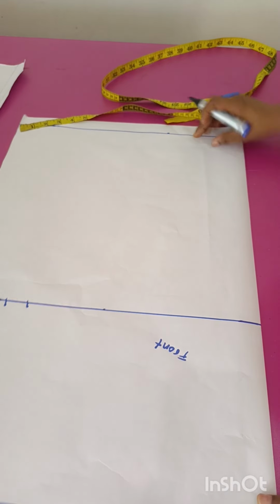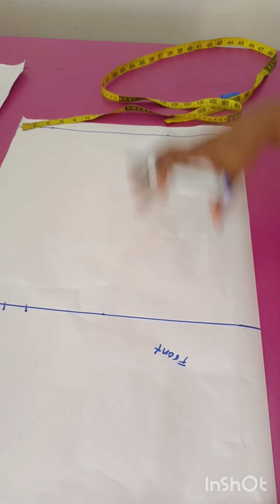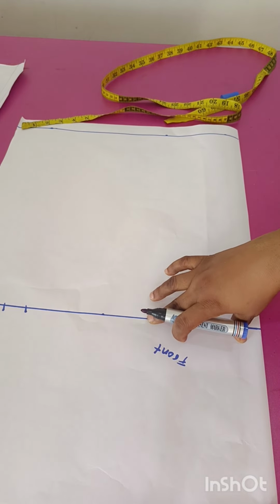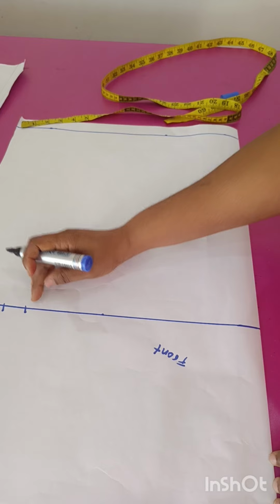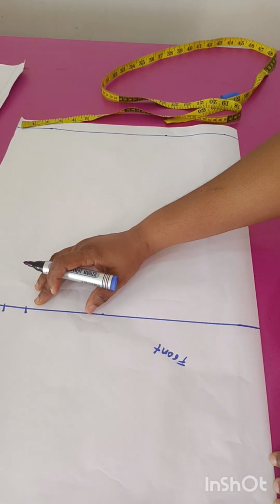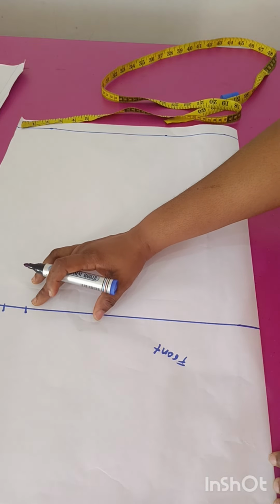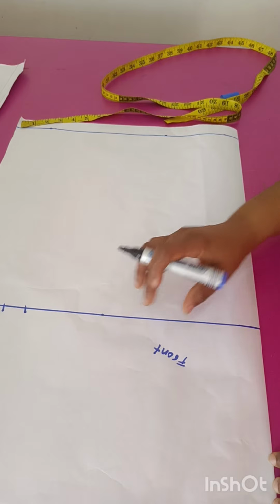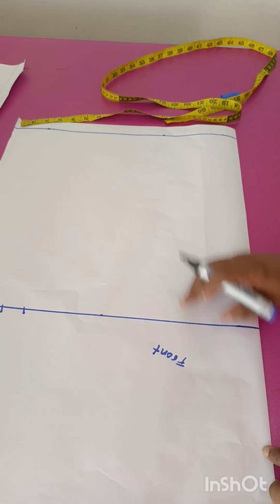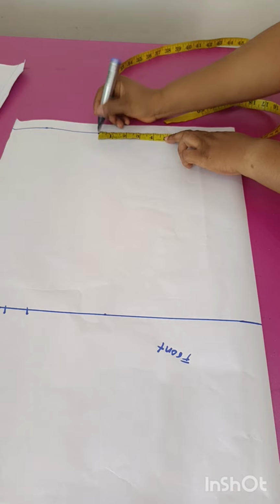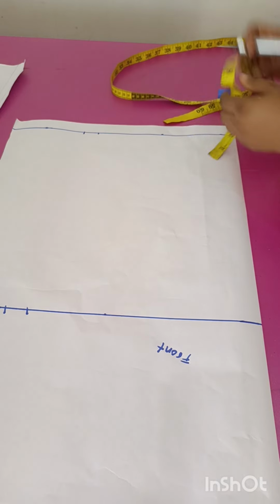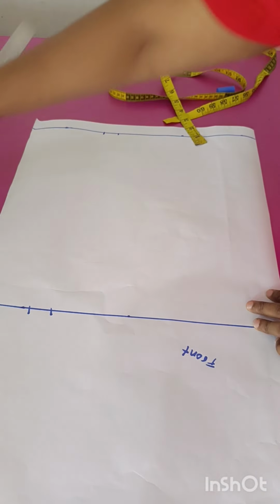So my hemline, how do you get this hemline? You subtract 2 inches from your hip to get your hemline. So my hip divided by 4 is 12. My hip is 48 divided by 4 is 12. So if I subtract 2 inches from 12, I'm going to get 10. So I'm going to put 10 here, insert 10 here, plus 1 inch seam allowance, and I'm going to connect.